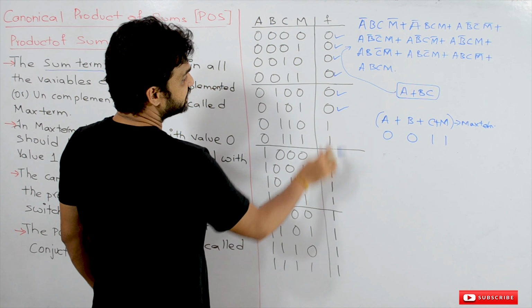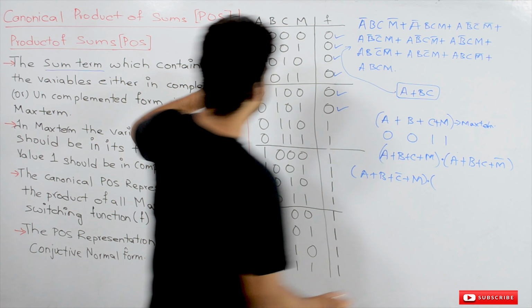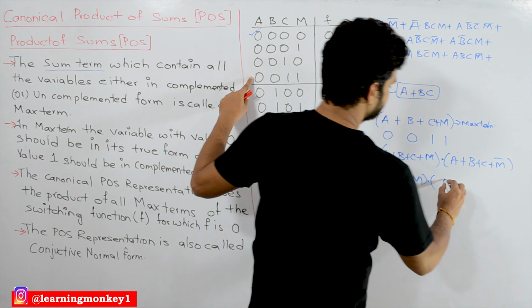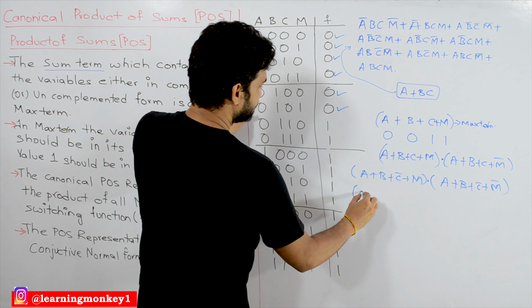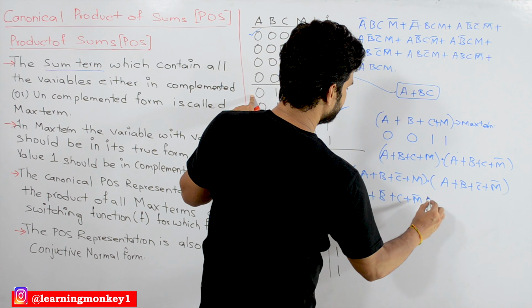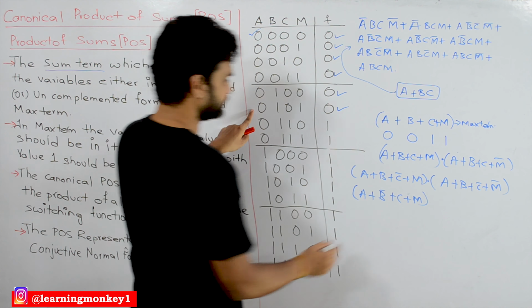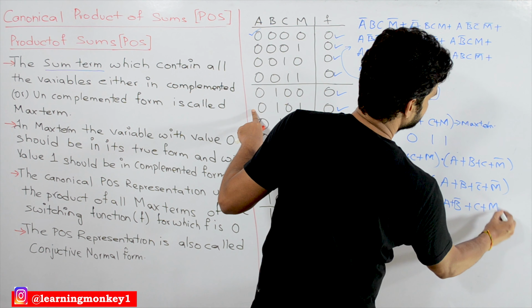And similarly the next term is this one, a plus b plus c bar plus m, and product. Next one is 0 0 1 1. So how it is represented: a plus b plus c bar plus m bar. Similarly this one is also producing an output of 0. It is a plus b bar plus c plus m. And next this one, it is a plus b bar plus c plus m bar.